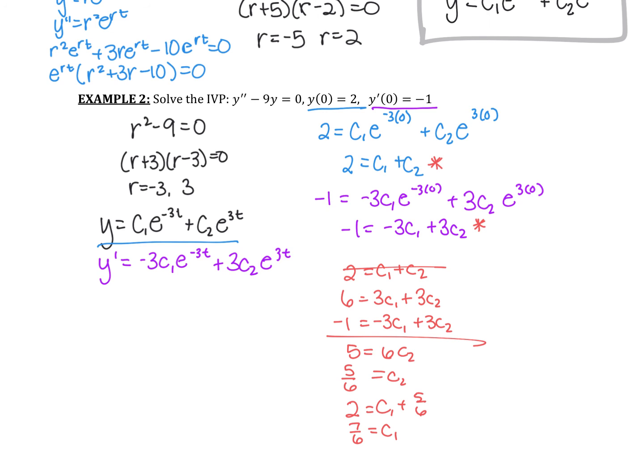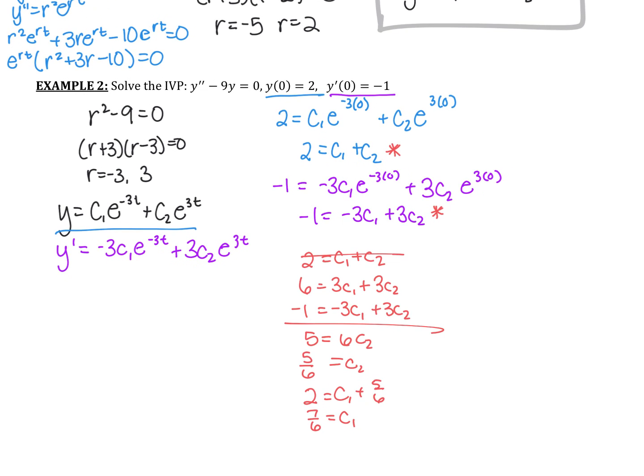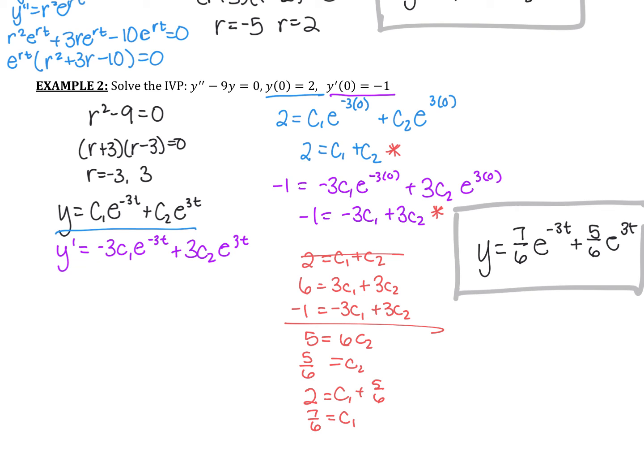How do we do? So while my general solution was C1 e to the negative 3t, now my C1 for this particular solution is 7/6 e to the negative 3t plus 5/6 e to the 3t. And there's my particular solution for those initial conditions. See, that's not so bad, right?